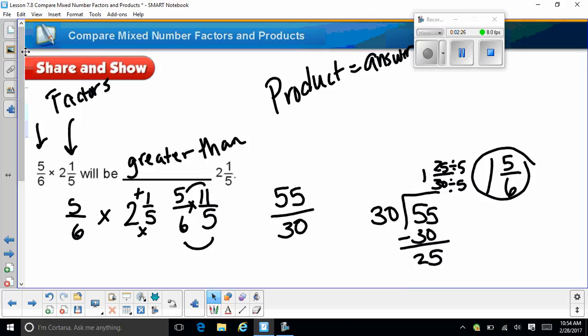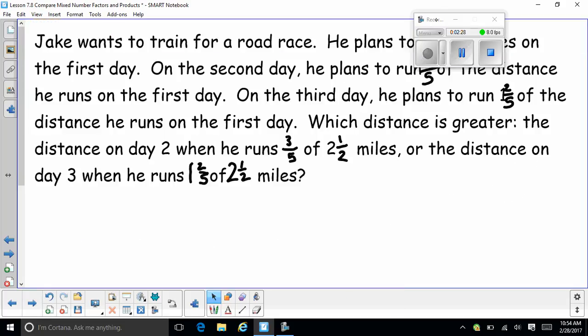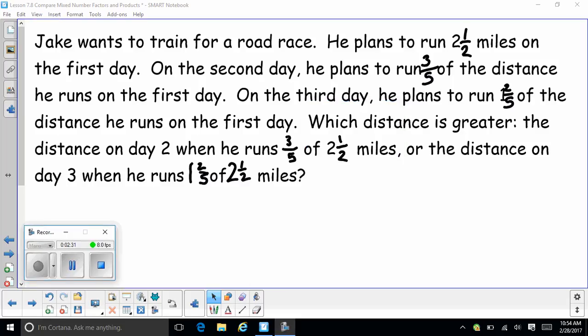Let's take a look at another example. This particular problem is a word problem, and there's a lot of information I want to pay attention to, so let's read it first. Jake wants to train for a road race. He plans to run 2 1/2 miles on the first day. On the second day, he plans to run 3/5 of the distance he runs on the first day. On the third day, he plans to run 1 2/5 of the distance he runs on the first day. Which distance is greater? The distance on day 2 when he runs 3/5 of 2 1/2 miles, or the distance on day 3 when he runs 1 2/5 of 2 1/2 miles?